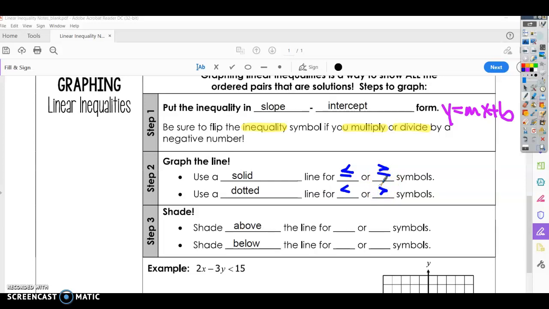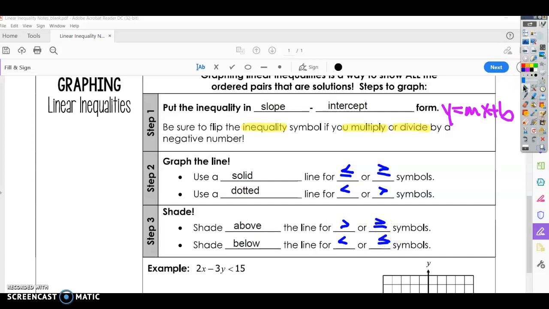All right, so you're going to shade above the line when it's greater than or equal to. And this depends on the slope. So above the line is important because if the slope is going down, the shaded area will be on one side, and if the line is going up, the shaded region will be on the other side. So make sure you always know greater than, and greater than or equal to is above the line, no matter what the slope is of the line. All right, you're going to shade below the line for everything that is less than or equal to.